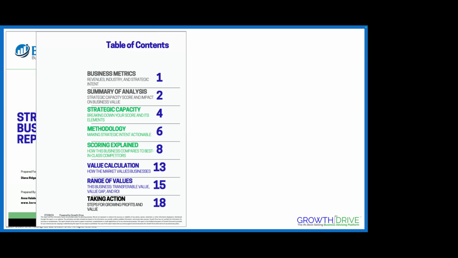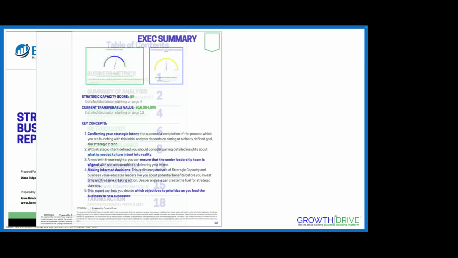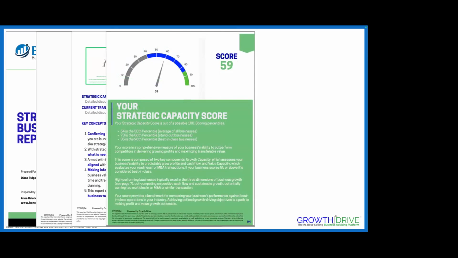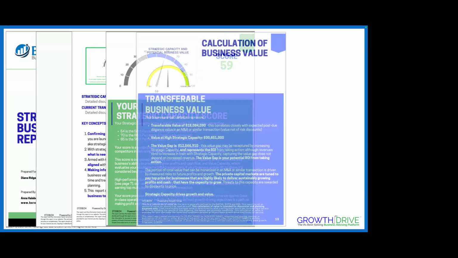Check out the table of contents. We're going to start with business metrics and end at taking action. We get into the scoring, the calculation of value, key concepts. Imagine giving this to your client, walking through it with them, and helping them understand what they're going to need to do with their business to get the success that they want for their family, their stakeholders, and their community. So this is a very, very powerful conversation.